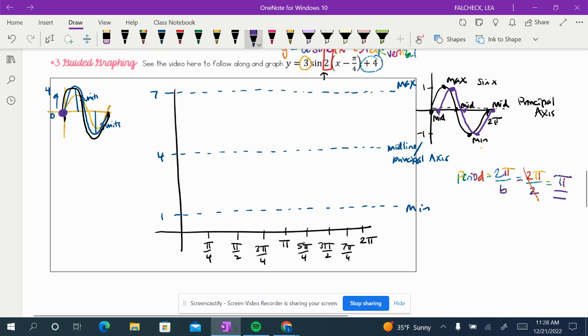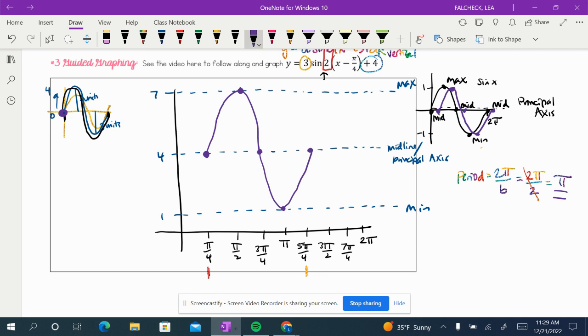So it's starting, shifted over at pi over 4, and then we know that the general progression of the points is such that we start at the midline, we go up to the max, we go back down to the midline, then we head down to the minimum, then we head back up to the midline. And if you'll notice, we've completed one full cycle or one period between pi over 4 and 5 pi over 4. And our period is just a pi.